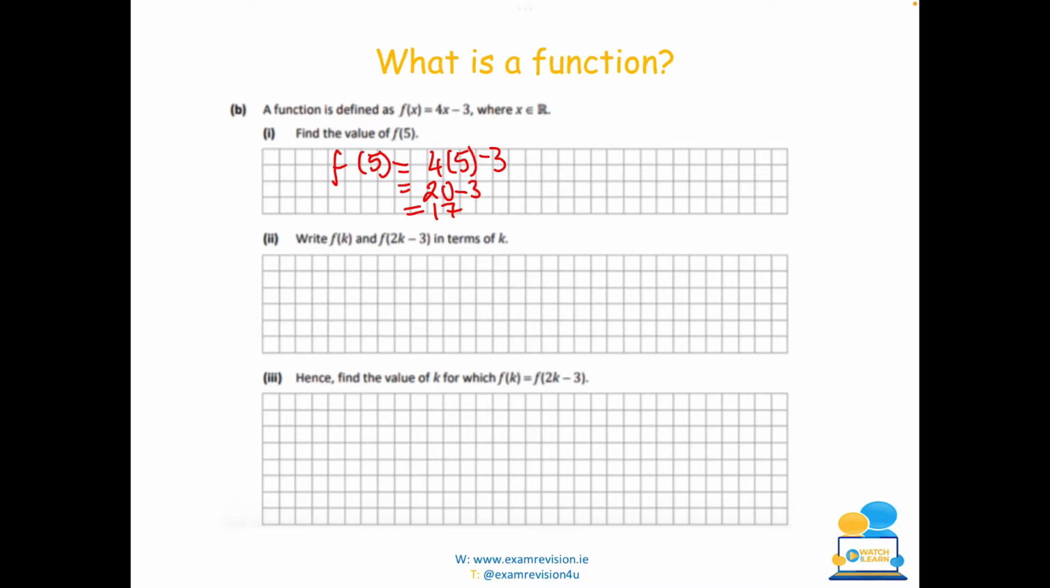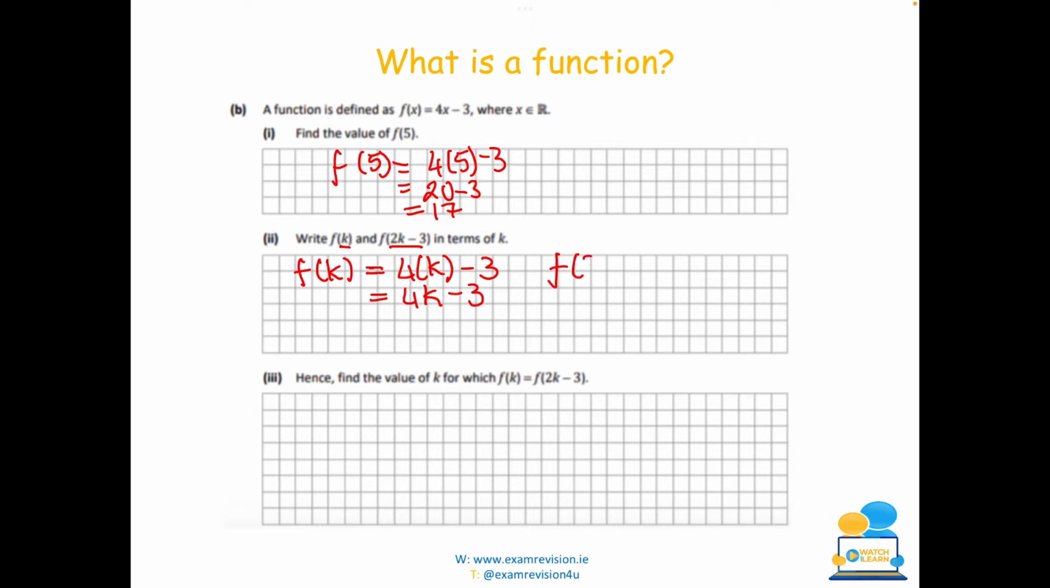Right, part 2. It says write f of k and f of 2k minus 3 in terms of k. Again, this is where students start to worry. There's just letters here, so we're just replacing our input now with these letters. So f of k, again, our new input is k, so wherever we had x, we're just substituting in k. So we have 4 multiplied by k minus 3, which gives you 4k minus 3.